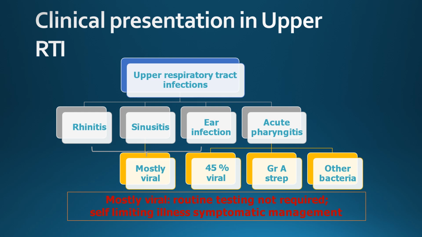Let's understand the clinical presentation of upper respiratory infections. Upper respiratory infection manifests as either rhinitis, sinusitis, ear infection, or acute pharyngitis. They are mostly viral. If it is acute pharyngitis, it is mostly caused by group A streptococcus or other bacteria. So upper respiratory infections are mostly viral. Routine testing is not required. They are self-limiting illnesses with symptomatic management.